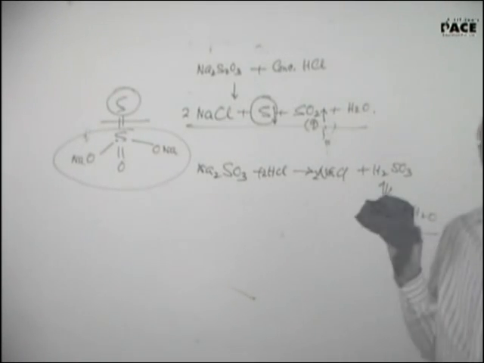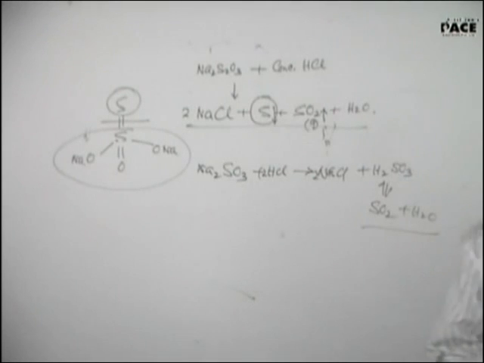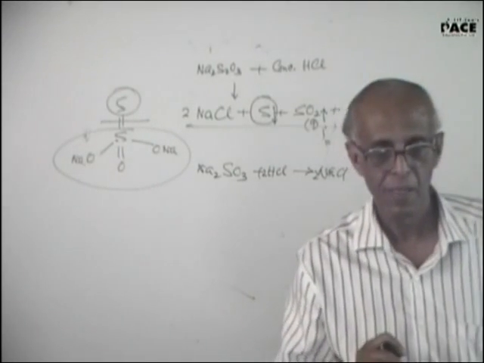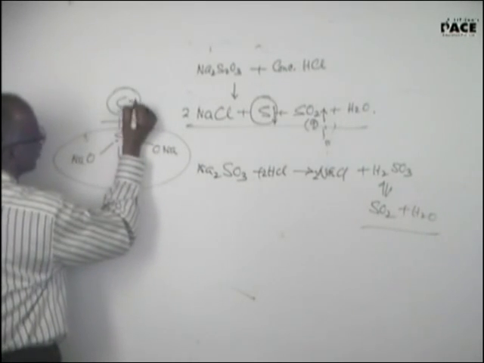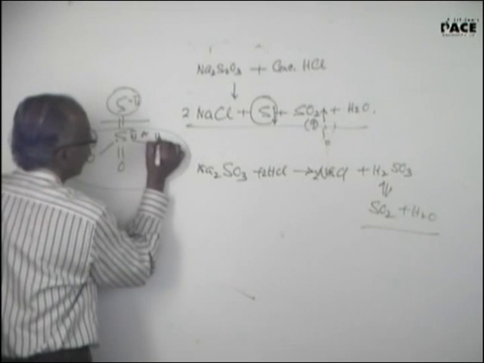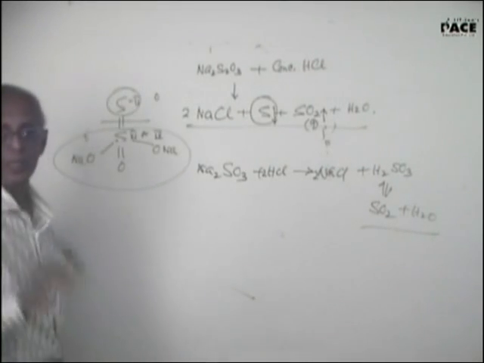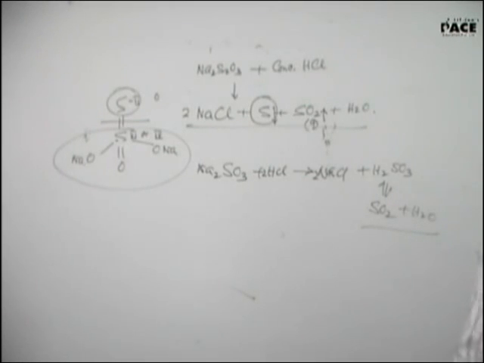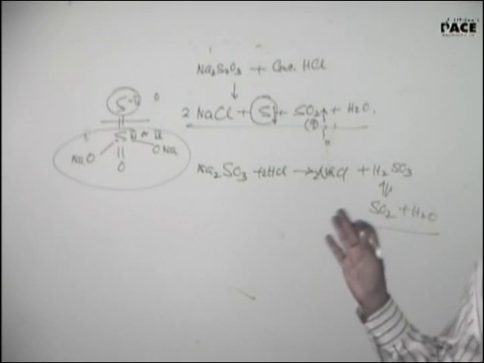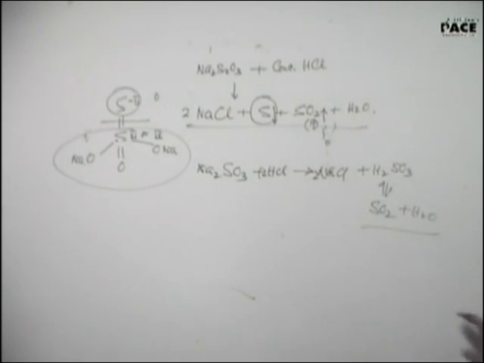Sodium thiosulfate. The oxidation state of sulfur in sodium thiosulfate is a matter of controversy. Some authors say that this is 6, this is -2, or 4 and 0. Normally, the sulfur-sulfur bond is taken as 0. Only in sodium thiosulfate, two oxidation state sets have been proposed. One 6 and -2, another 4 and 0. So you must know that these are a matter of controversy in case of sodium thiosulfate.